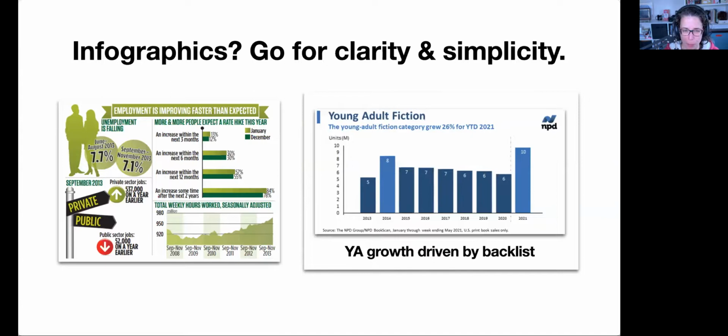On the right, we have an example of an infographic that is, I think, very simple and clear. It's showing the sales trajectory of young adult fiction from 2013 to 2021. And the message here is that YA growth is driven by backlist. So this infographic gives me an opportunity to talk about that trend and what's happening in that market.